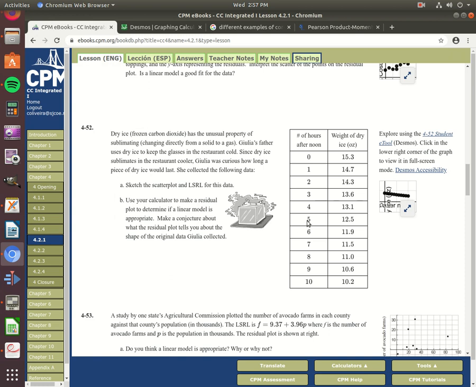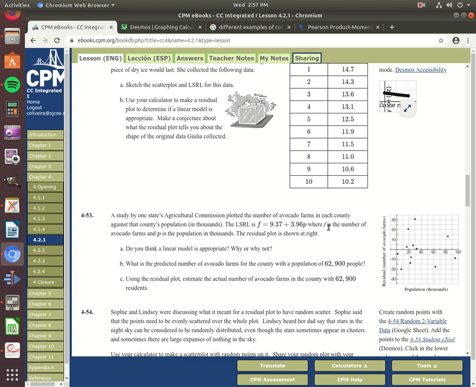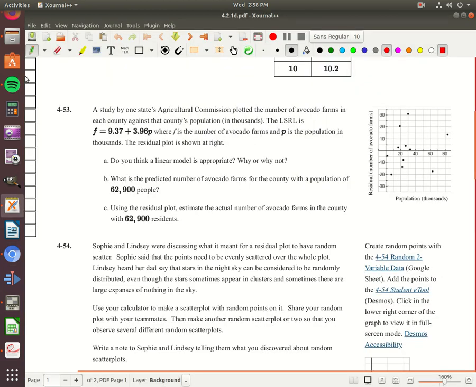Alrighty, so moving along. We get to a fabulous question in 4.53, so let me set this up. Question 4.53, a lot of kids get really confused with what's going on with this question, but I think it makes sense if you kind of go with it. So, a study by one state ag commission plotted the number of avocado farms in each county against the county's population in thousands. So again, that's in thousands.